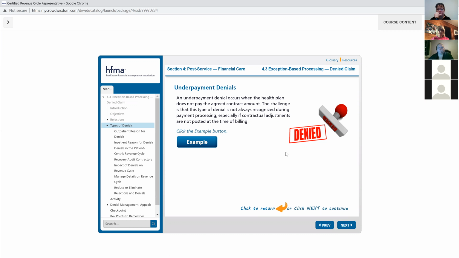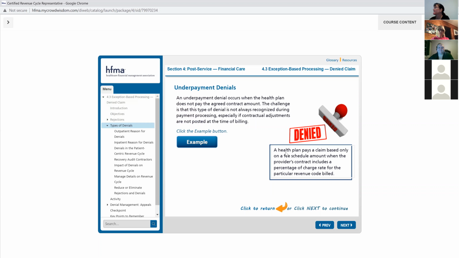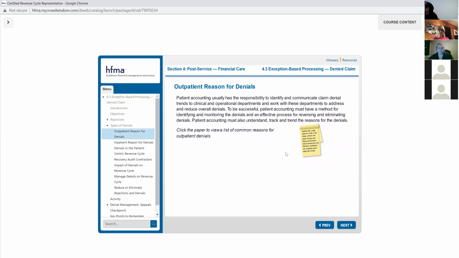Oh, sorry, I'm clicking my own and getting confused. Here we go. Outpatient reasons for denial. Patient accounting has responsibility to identify and communicate claim denial trends to clinical and operational departments, and then work with these departments to address and reduce overall denials. In order to be successful, patient accounting must have a method for identifying and monitoring the denials for effective process and reversing and eliminating denials. So tracking and trending the reasons for denials is very important.